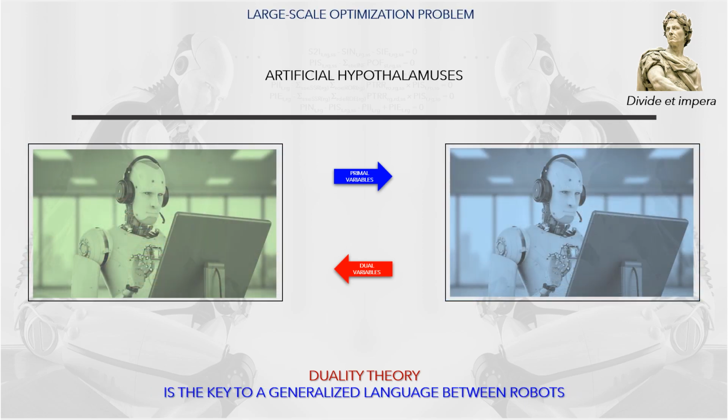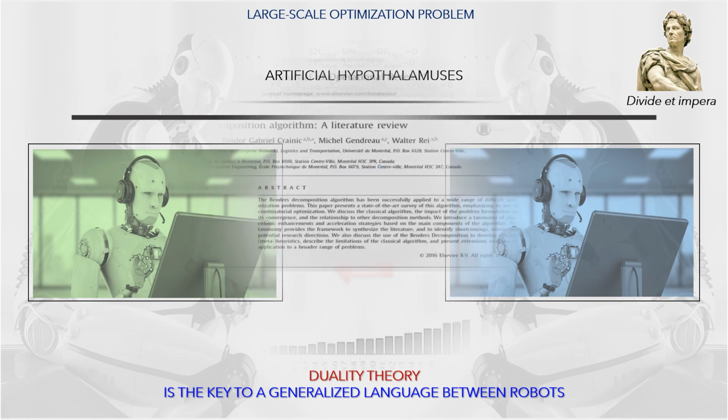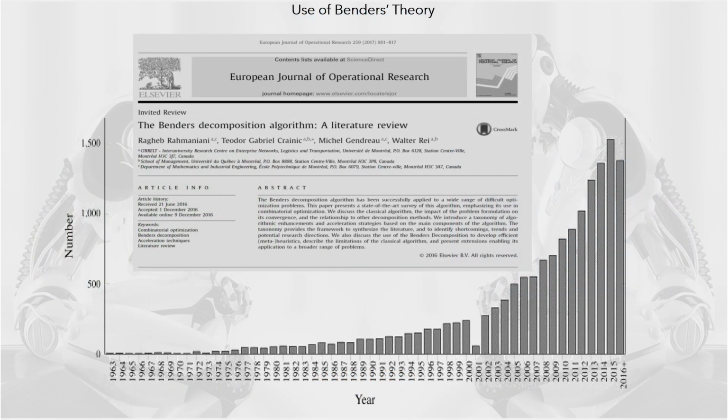Duality theory is the key to creating a generalized language between robots, or algorithms, that represent different types of systems. Today, it is the support of parallel and distributed artificial intelligence, which is the base of artificial brains. The growth of parallel optimization-oriented technologies has been significant over the past 2 decades.